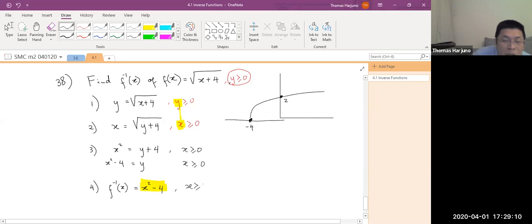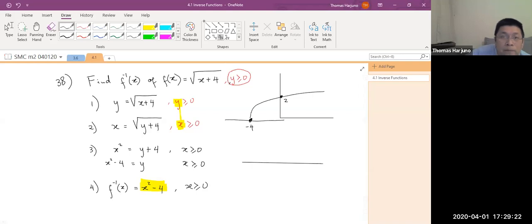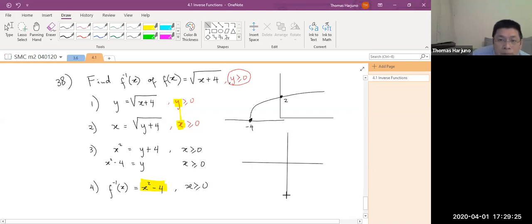Now you see that once I restrict this function, x squared minus 4, then it is a one-to-one function. Okay, so this is the f(x). Now f inverse of x should be x squared minus 4, but only on the positive branch. Oops. Only on the positive branch. Without the restriction that x has to be at least 0, we will end up with not a one-to-one function. You see what I mean?